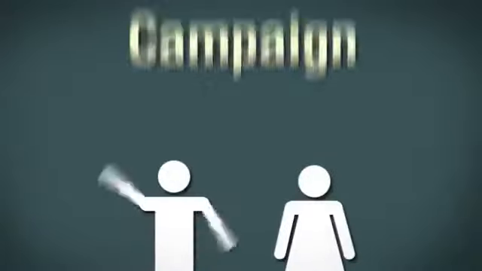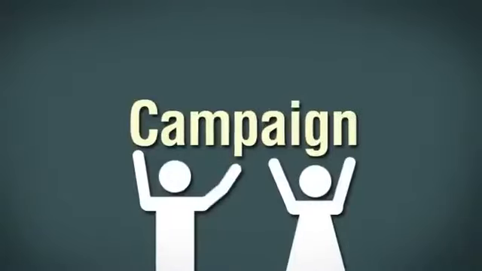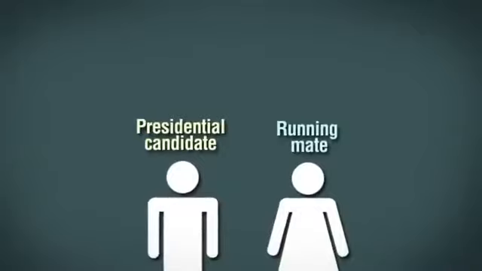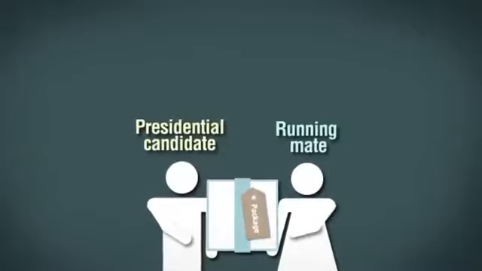The winning candidate then chooses their vice presidential candidate, also known as their running mate, to help support the campaign. Presidential candidates usually choose someone with different areas of skill or knowledge, so they present voters with the best package. Together, they're known as a ticket.